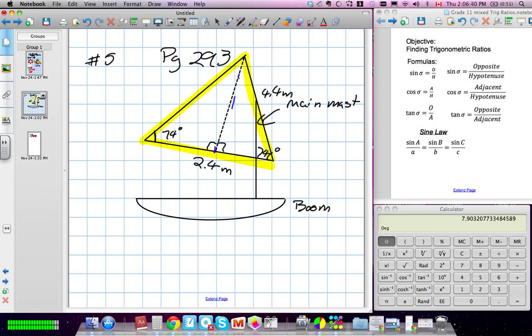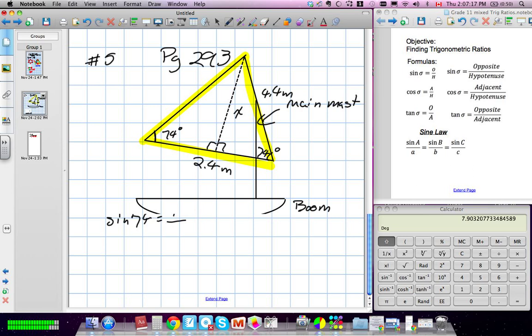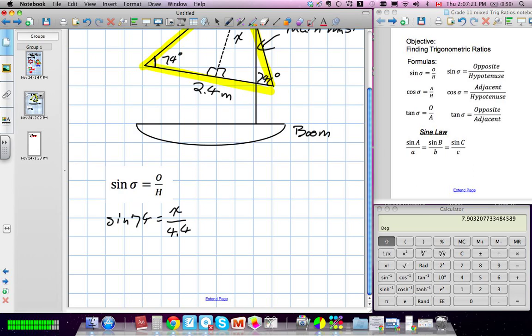We're assuming the main sail is a triangle that has two sides that are the same length. So I actually have to find the height of this. Now I have this angle and this length. I'm looking for this side of the triangle. So in reference to this, this will be our opposite and our hypotenuse of the triangle. So I'm going to be using sine law again, or sorry, sine ratio, to set this up. The angle is 74, so we get sine 74 is equal to, our opposite is our x, and our hypotenuse is 4.4.